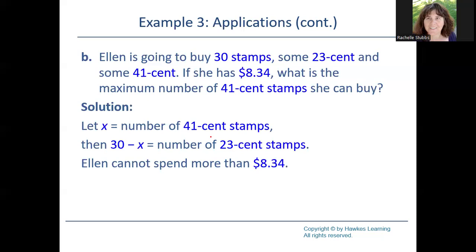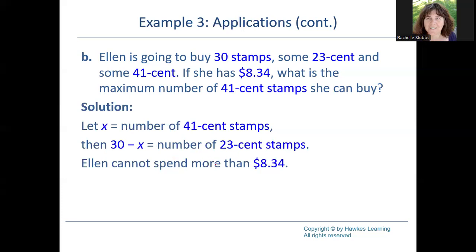Does that make sense? Let's think about it. Let's say I had 30 apples and they're red and green. And if I said there were 10 red, how many green would there be? You'd say, well, 30 minus 10, right? And that would give you 20 green. Well, in this case, we have 30 stamps, and if we say one kind is X, then it makes sense that 30 minus X is not the cost, but the number of the other kind of stamps.